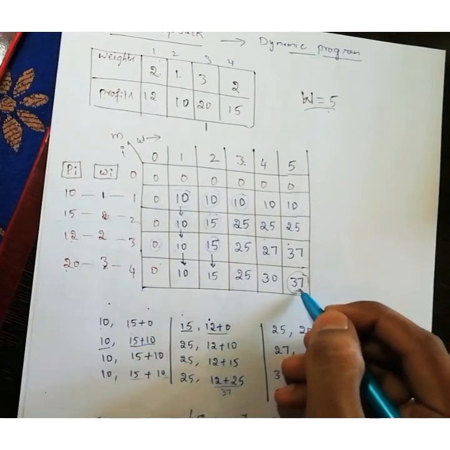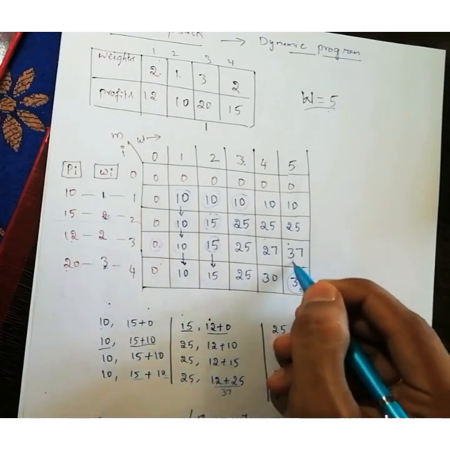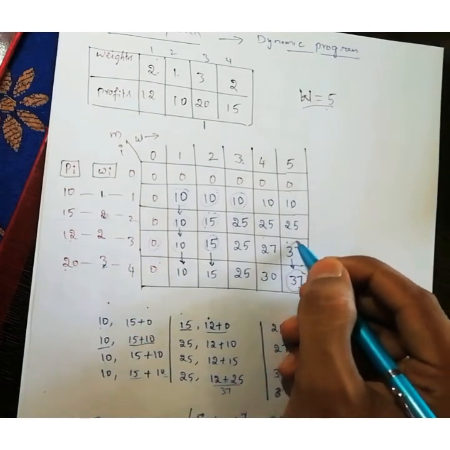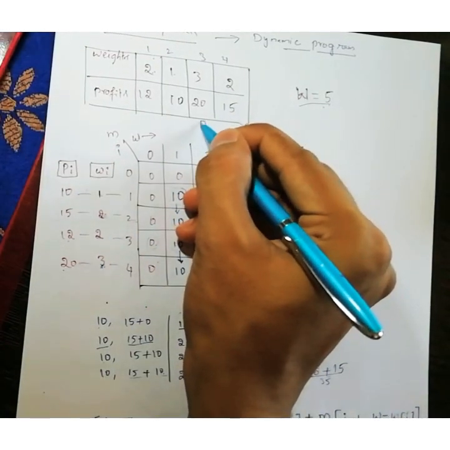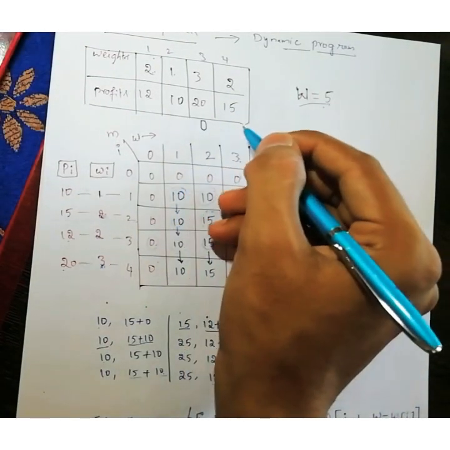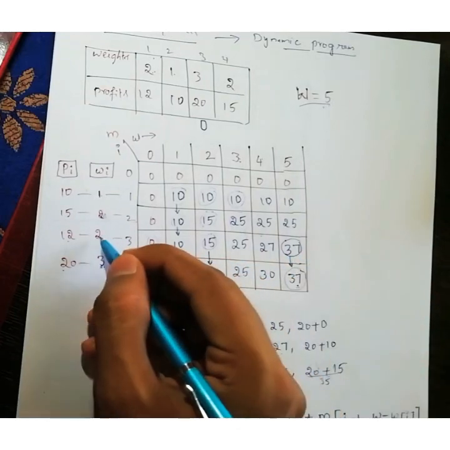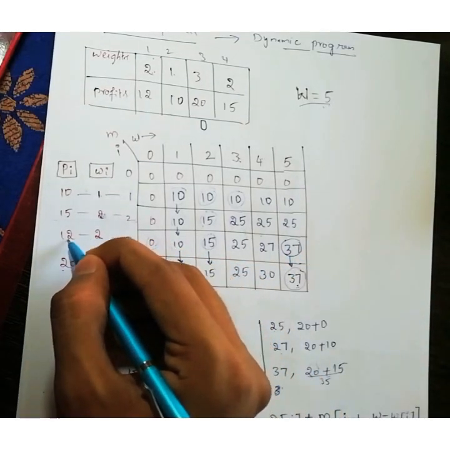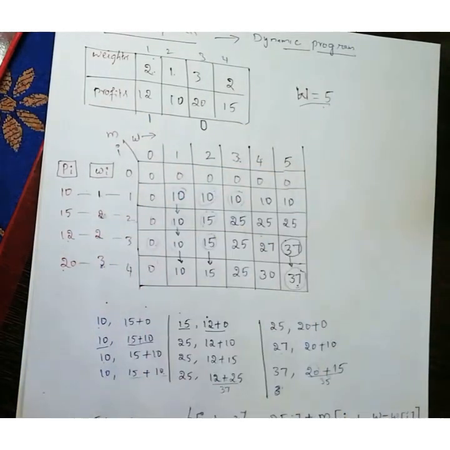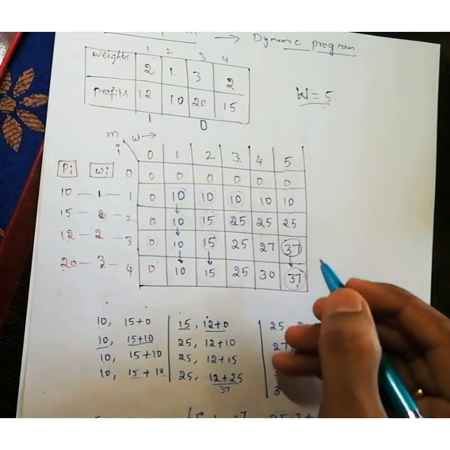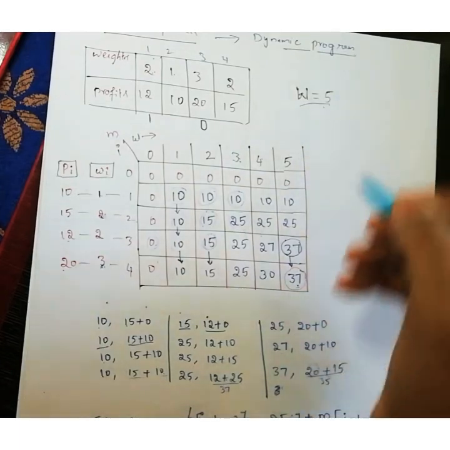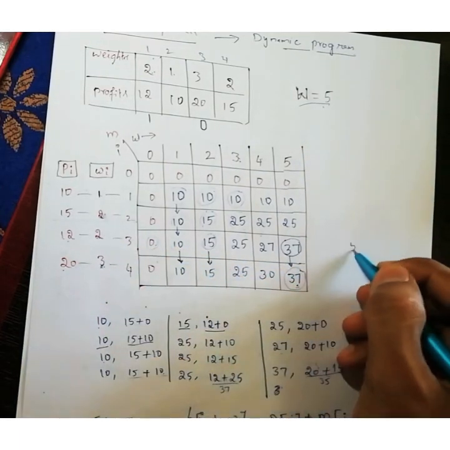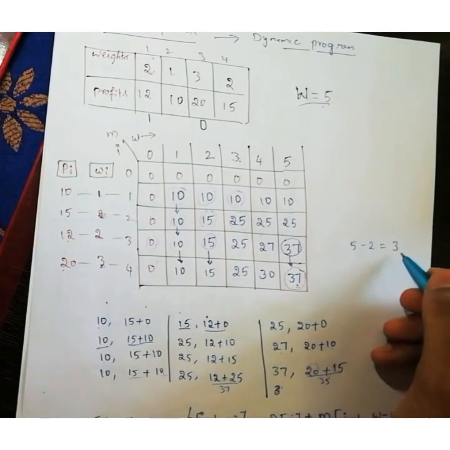But is 37 originally coming from 3? No, it is carried from previous. So that means I am going to select 37 from 2, not 3. So I will put 0, that is 3 is not selected. I am selecting this from 2 containing the profit 12. This one, right? So next, what is the next value? So 5 and 2, 5 minus 2, 3. The remaining capacity is 3.